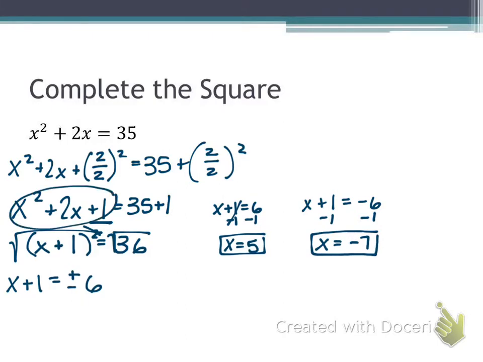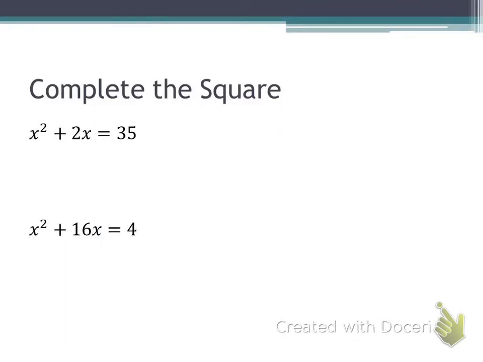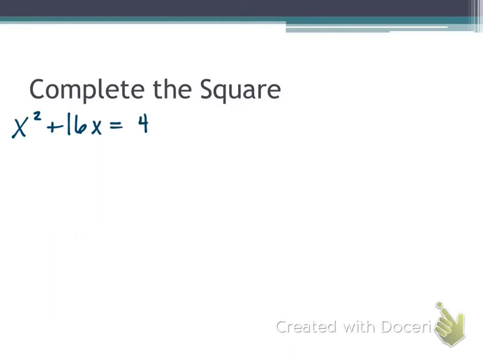Alright, so the next problem on this page is x squared plus 16x equals 4. First of all, what do I need to make sure of? How do I know if I can start this problem or not? If the x squared and the bx are on one side by themselves, are they? Yes, so I'm good to go. I can start it.